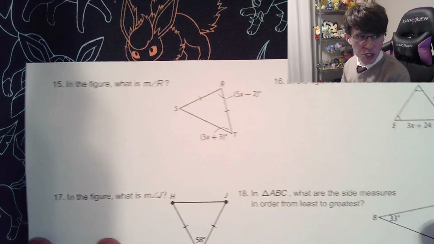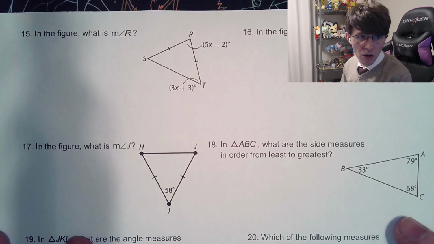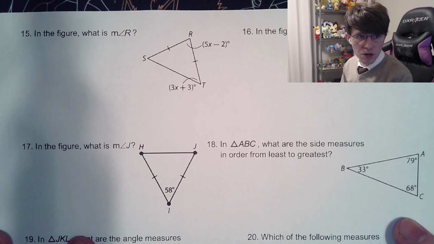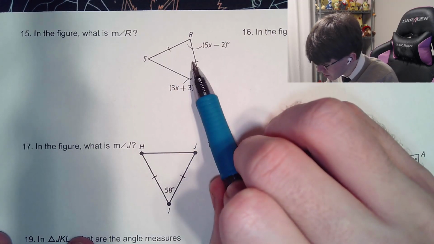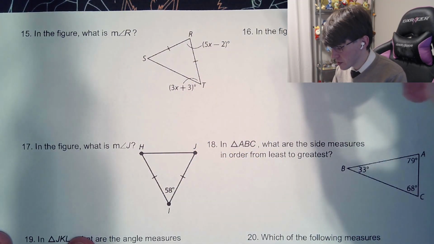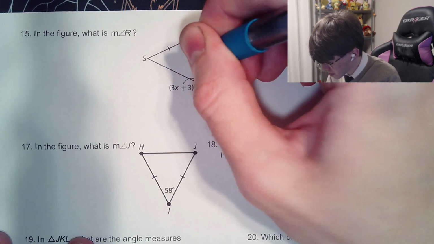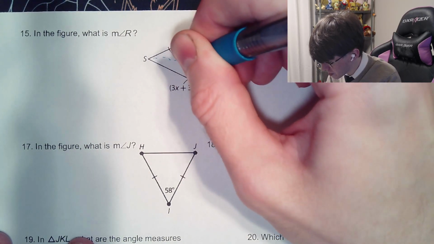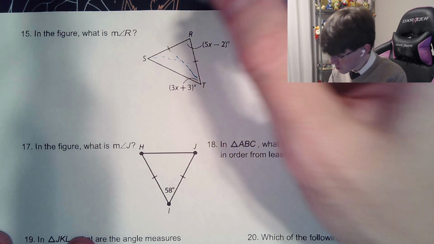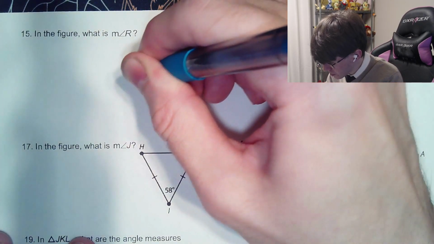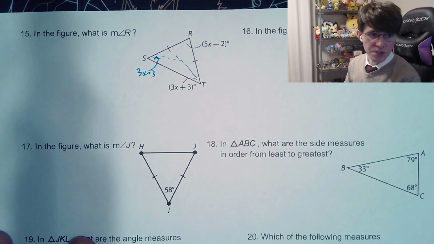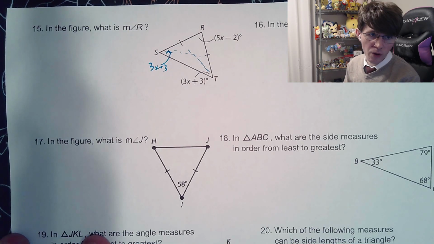So going on to the next page here, we have in this figure, what is the measure of angle R? In this particular question, we have a couple different ways to approach it, but because we have these two different marks here, those two different marks mean that the opposite sides, the sides opposite of them, going all the way across here, are identical. So in other words, this one right here is also a 3x plus 3, and that's going to help us set up an equation that lets us solve for x.